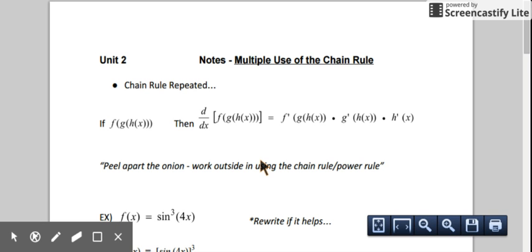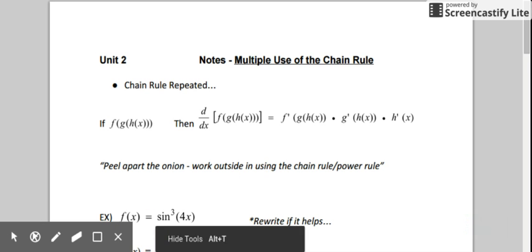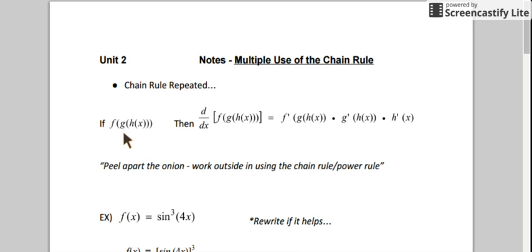In this video, I'm going to be explaining how to use the chain rule multiple times if we have a multi-layered composite function or nested function. When we use the chain rule, we're taking the derivative of the outside or outermost function, keeping the inside function the same, and then multiplying by the derivative of the inside function. So if we have multiple layers, we're just going to do that step multiple times.